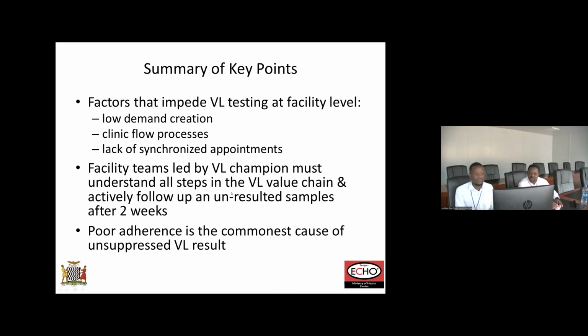I'll repeat the question. Which of the following is the best choice concerning viral load testing and suppression in Zambia? A, viral load testing coverage has stagnated in the last 1 year. B, viral load suppression rates among children is lower than in adults. C, the introduction of pediatric DTG has improved viral load suppression amongst those aged less than 15 in Zambia. And D, all of the above.